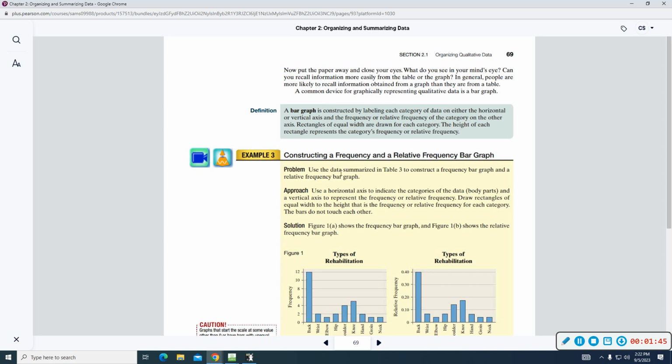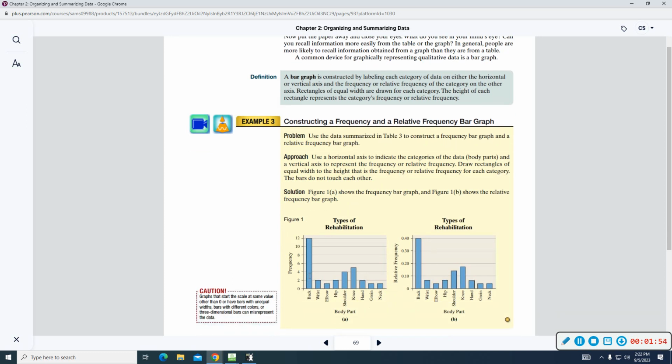Then we go on to construct bar graphs. So you can take the same information and construct a bar graph. A bar graph will just list each category along the horizontal axis, and the vertical height would be the frequency of each of those categories.